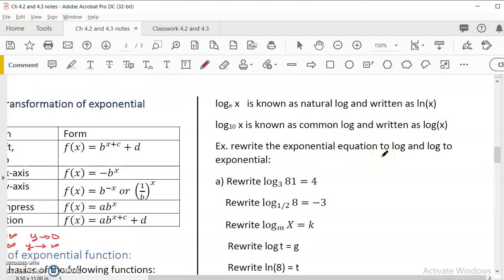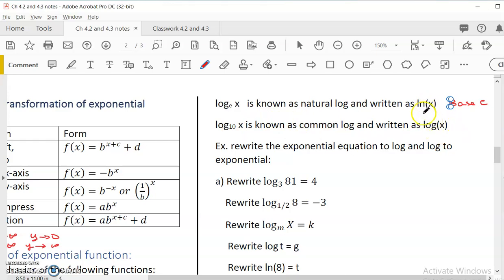So understand log is related to the exponential of the same base. And then there are two other log functions that we want to pay attention to. Where the base is e, we call it the natural log, and we shorthand it as ln x. We don't write the base anymore. It is understood to have base e. If it's log base 10, then it's called the common log and is written as log x.